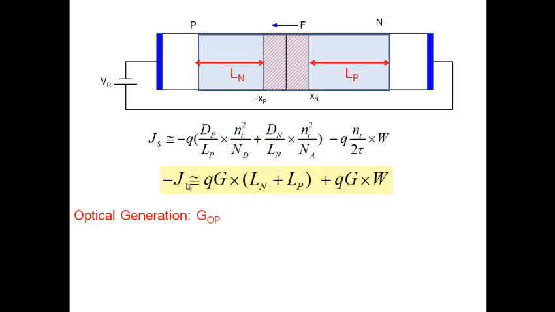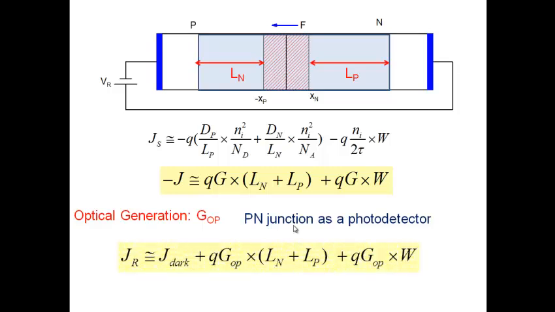What will happen to my current? That's why this equation I've written in terms of generation rate. Earlier it is only G thermal. Now it will become G thermal plus GOP. This will also become G thermal plus GOP here. So what will happen to your current? The PN junction will become a photodetector.